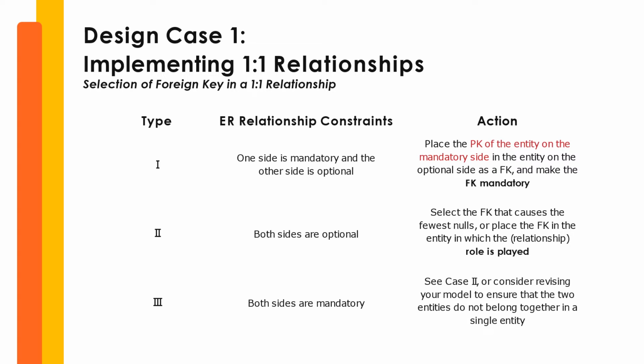For type 2, if both sides are optional, you can select the foreign key that causes the fewest nulls, or you can place the foreign key in the entity in which the relationship or role is played. And lastly, for type 3, if both sides are mandatory, you can take a look at the case 2 or consider revising your model to ensure that the two entities do not belong together in a single entity. Because most of the time, if you have two entities that have a one-to-one relationship and both are mandatory, then maybe they are better off in just one entity.